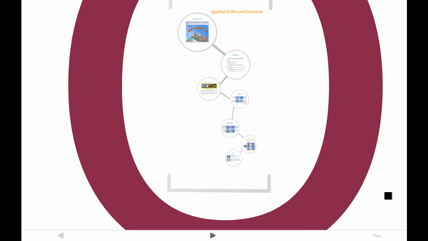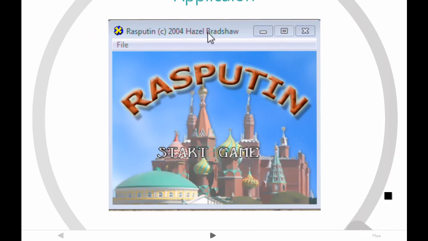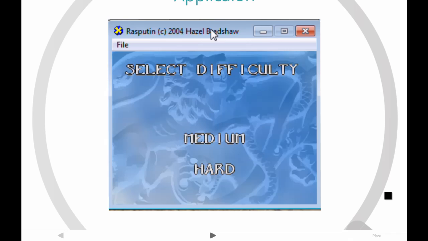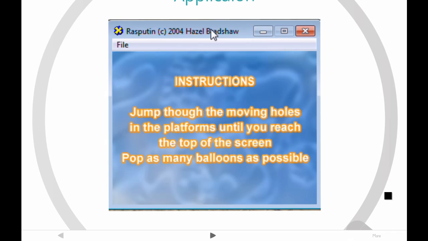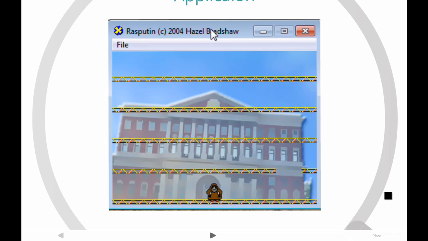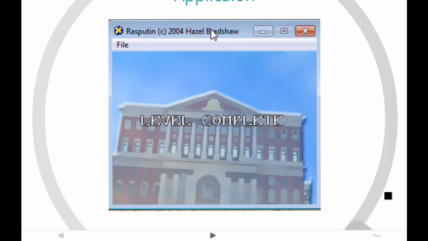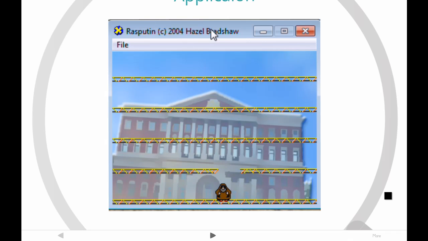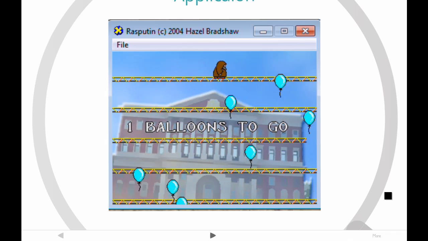During the Masters, a game was created that applied skill performance into a game design. The basic game, as you can see here, was called Rasputin. It had several levels of difficulty that you could access, and it had instructions of how to start the game. It was a very simple platform game where the rules in the first stage were just to get to the top of the level. This continued, and as the gameplay developed, more tasks and harder skills were brought in.